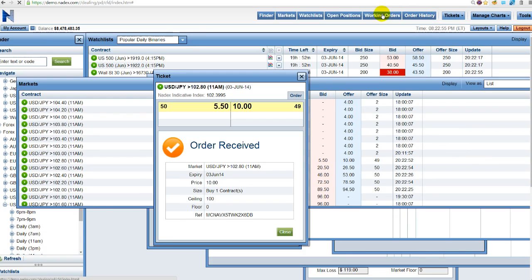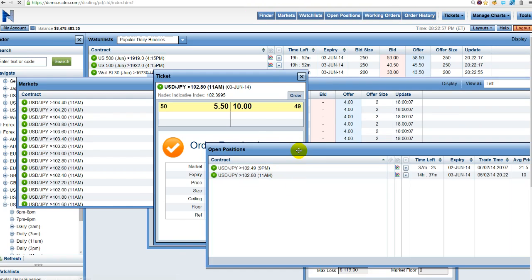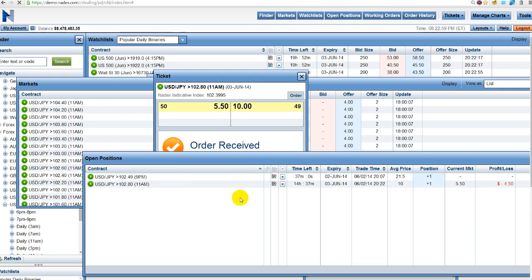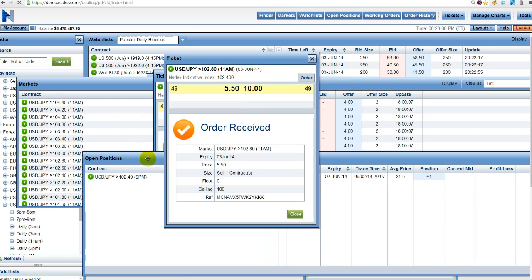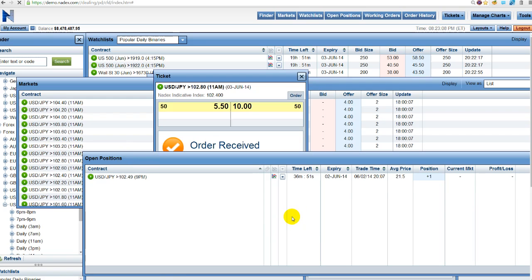So we go over here to open positions. We did that 102.80 right there. I just click on the little green button next to it and click on the price, 550. Quick place order. So that's all you got to do.